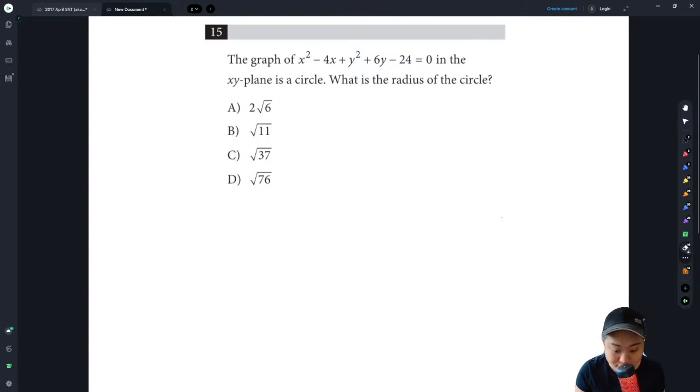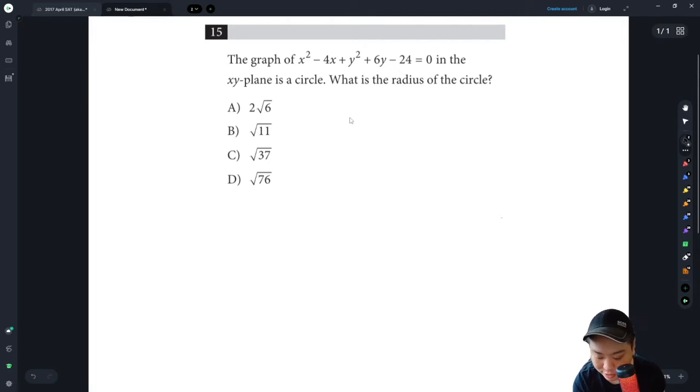Hello, today we are going to be going over a question on the April 2017 SAT test. It will be over section 3, question number 15. Now, this type of question is actually quite common. I think I see it once every other exam, right? And this question is over the equation of the circle.